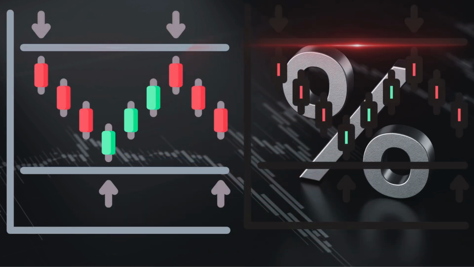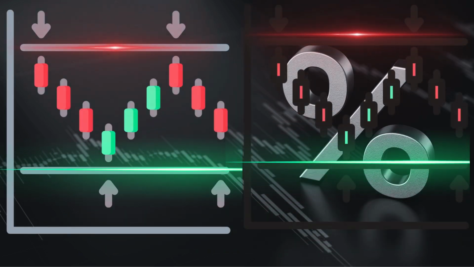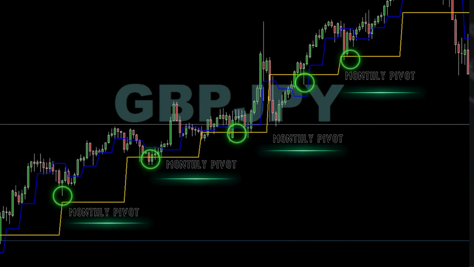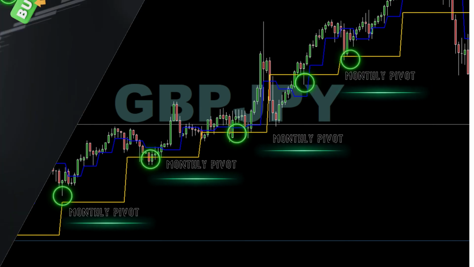Mistake number 2. Treating pivots as static lines. Problem: traders expect price to stop exactly at a pivot level. Think of pivots as zones, not hard lines. They're areas where price may stall or reverse. Use supply and demand confirmation or candlestick patterns to validate these zones.